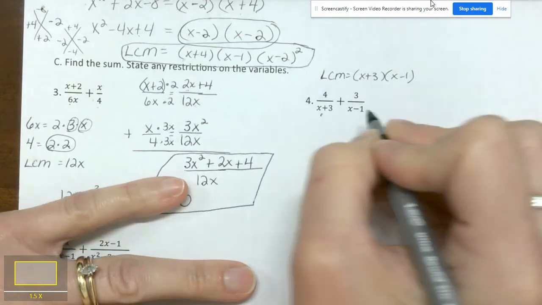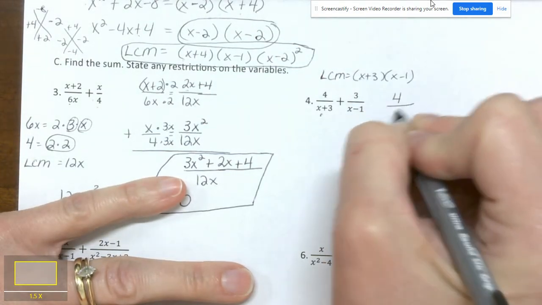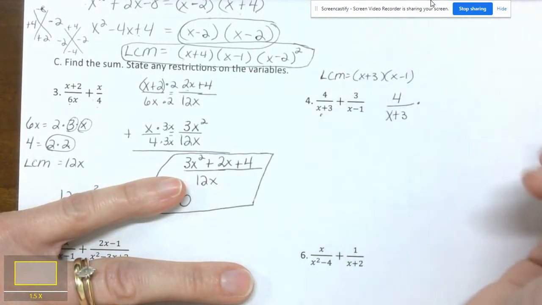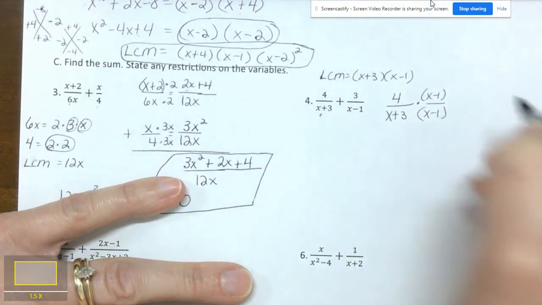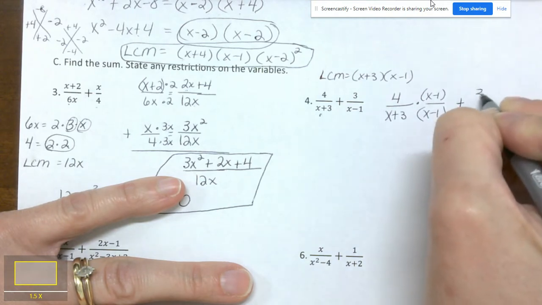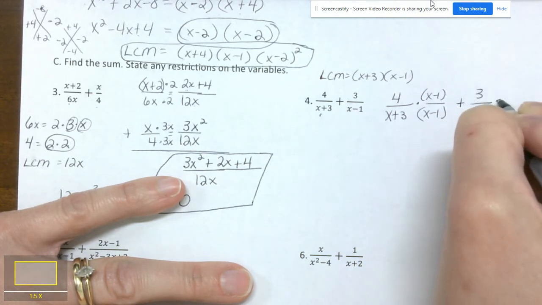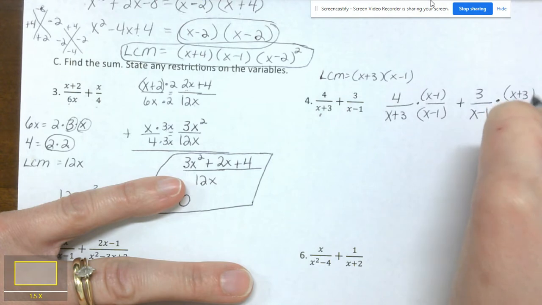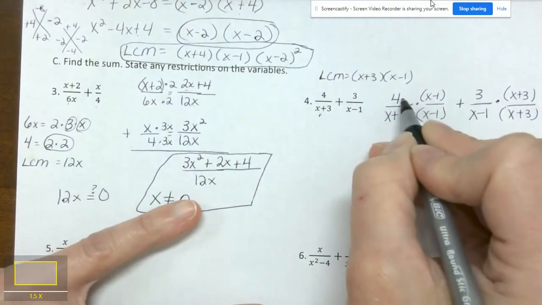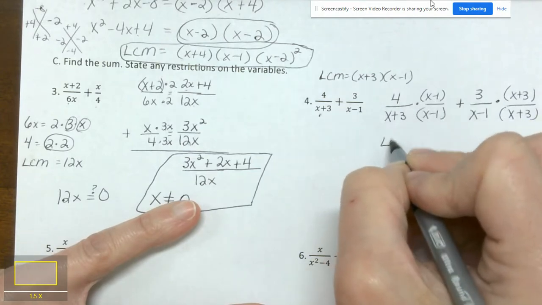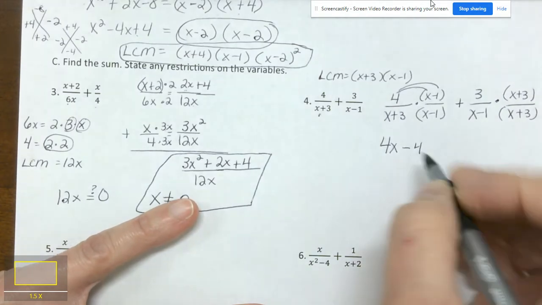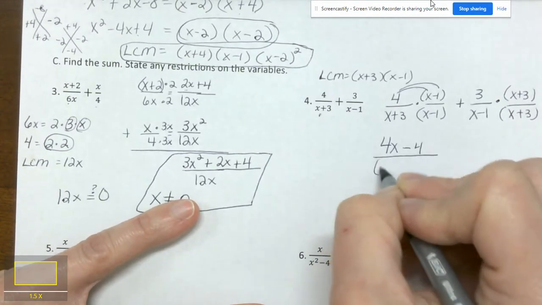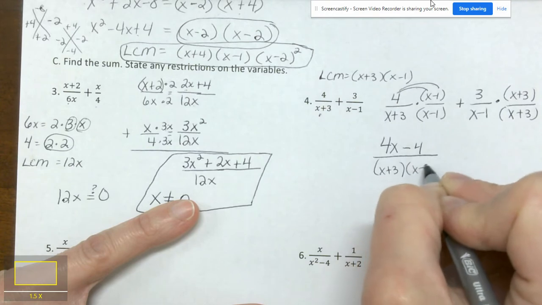So basically what we're doing here is we're taking that 4 over x plus 3, and we're going to be multiplying it by x minus 1 over x minus 1. And then plus, we're taking that 3 over x minus 1 and multiplying it by x plus 3 over x plus 3. All right, for here, we're going to get 4x minus 4. Remember, you got to distribute that 4 to both of those. So 4x minus 4 over x plus 3 times x minus 1.